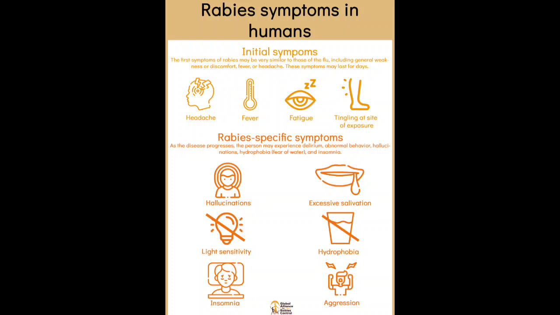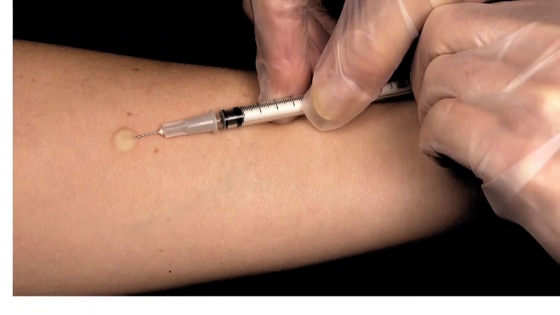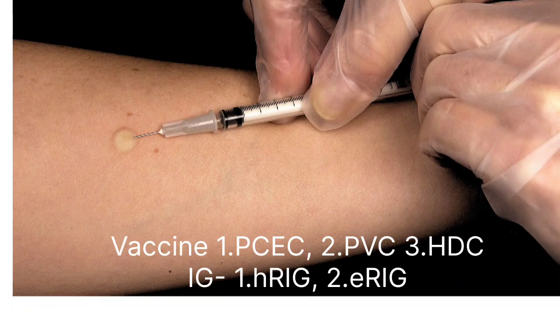Now we will talk about post-exposure prophylaxis. A series of rabies vaccine injections should be administered promptly after the exposure. The cell line derived non-neural vaccines are recommended. The vaccines which are available are: number 1, purified chick embryo cell vaccine, that is PCEC vaccine; purified Vero cell vaccine, that is PVC vaccine; and the third one is human diploid cell vaccine, that is HDC vaccine. These are all non-neural vaccines.